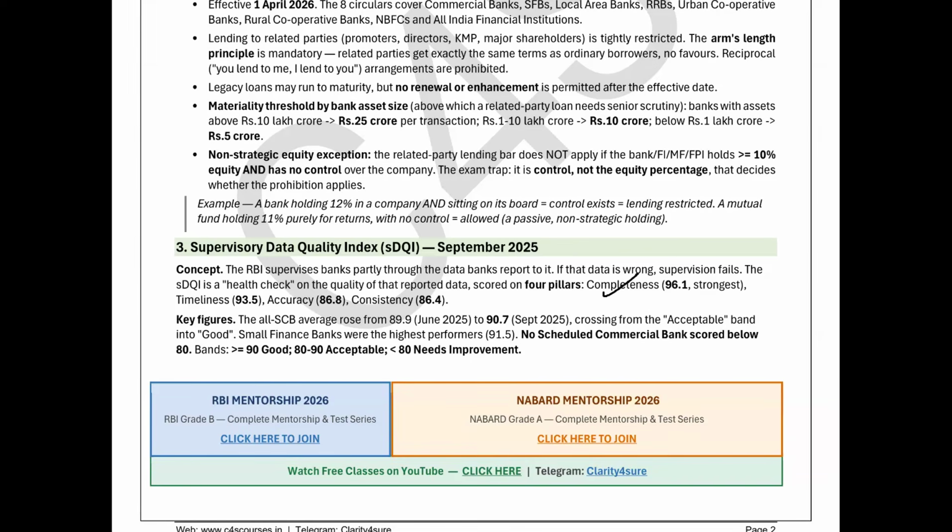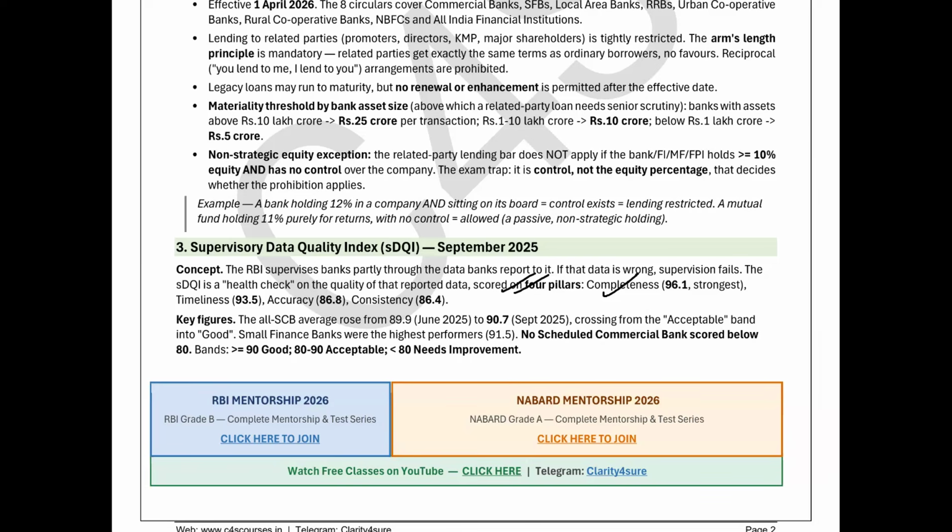What is completeness? That is 96.1, which is strongest. Timeliness, that is 93.5. Right? Accuracy, which is 86.8, and consistency, which is 86.4, right? These are the four pillars that have been written. Are you getting my point?